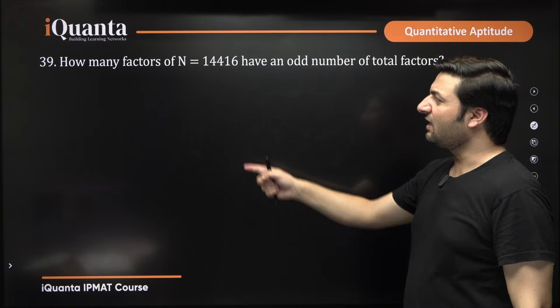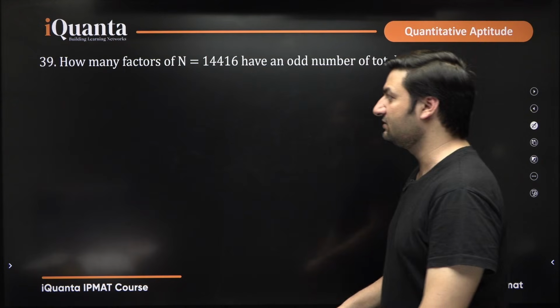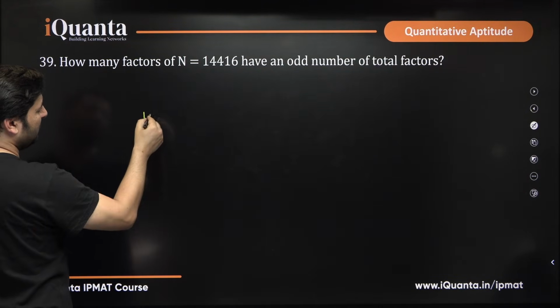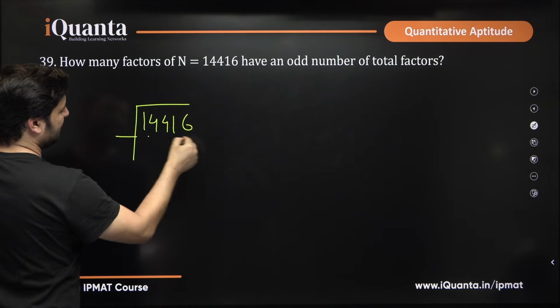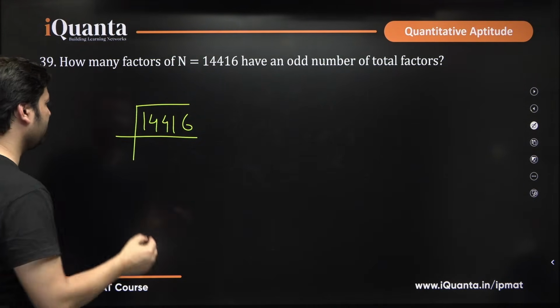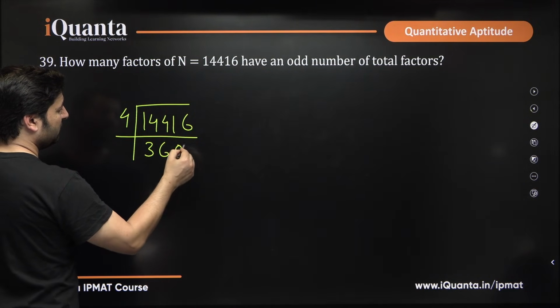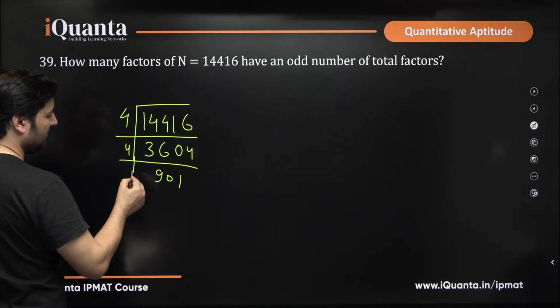Let us try this. How many factors of n equal to 14416 have an odd number of total factors? We need factors of this which have an odd number of factors. So 14416, you have to factorize it. When we are talking about factors, you have to do the prime factorization, okay. So 4, 4 here 12, 4 here 24, 0, 4, right. Then 4, we get 901.